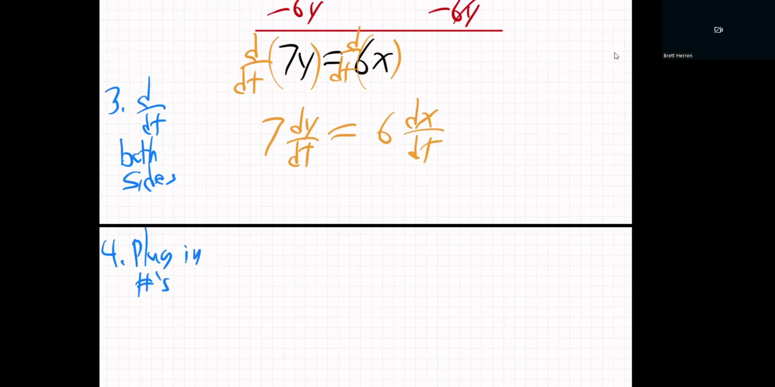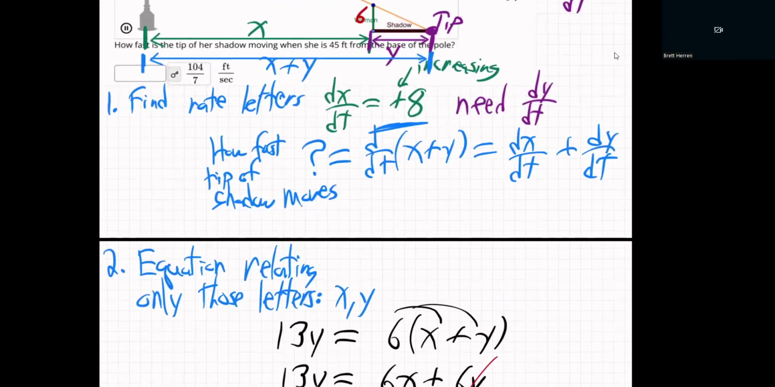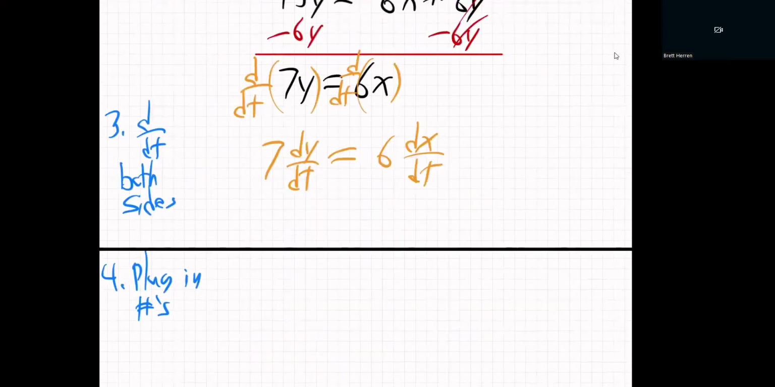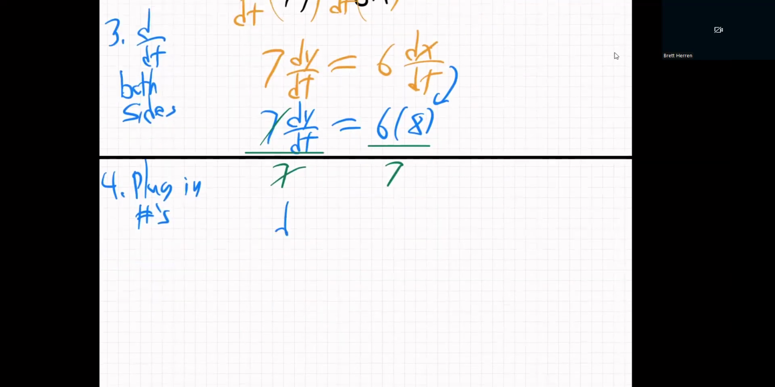Plug in the numbers. Okay, do we know all these things? Do we have dx/dt? Yeah, dx/dt is 8. That's the only one we need. dx/dt is 8, so this is 6 times 8, and this is 7 dy/dt. All right, let's divide both sides by the 7, because we're trying to find dy/dt. It's 6 times 8, 48 over 7. Now that's dy/dt, 48 over 7, but that's not our answer yet.